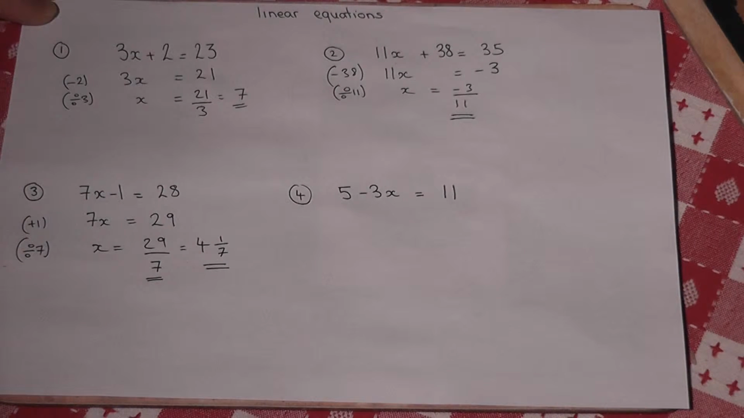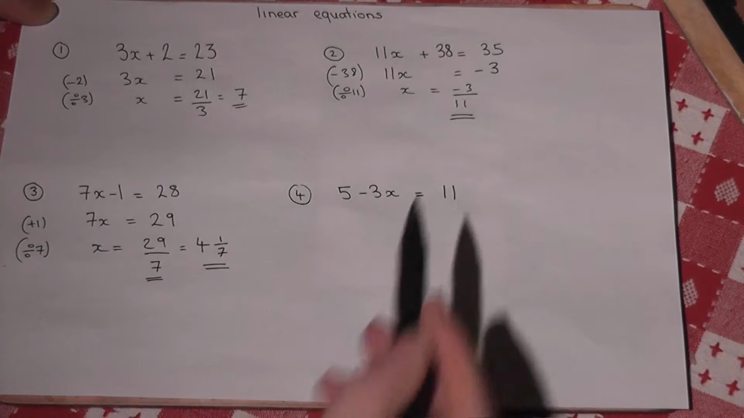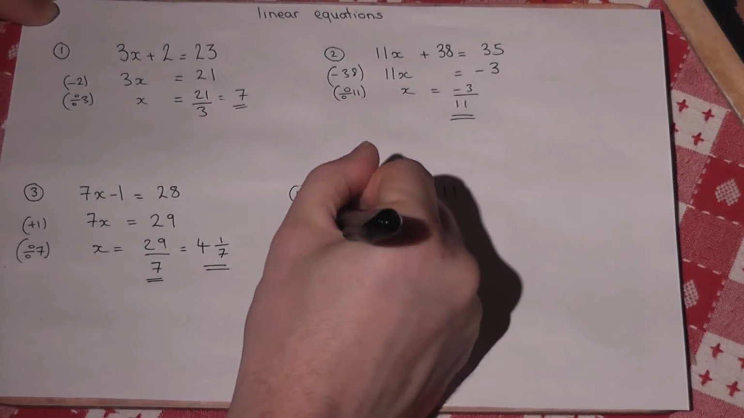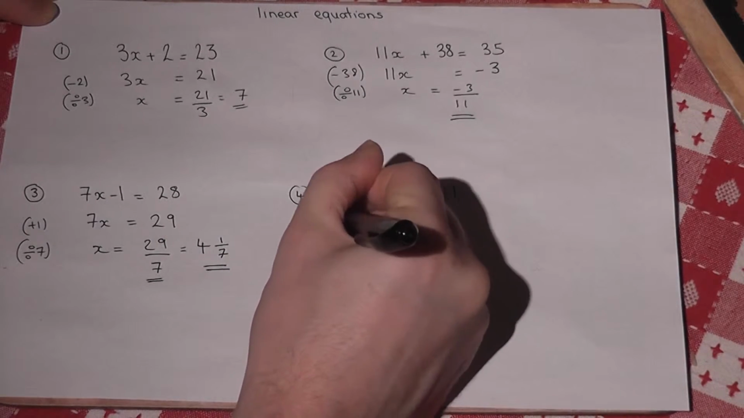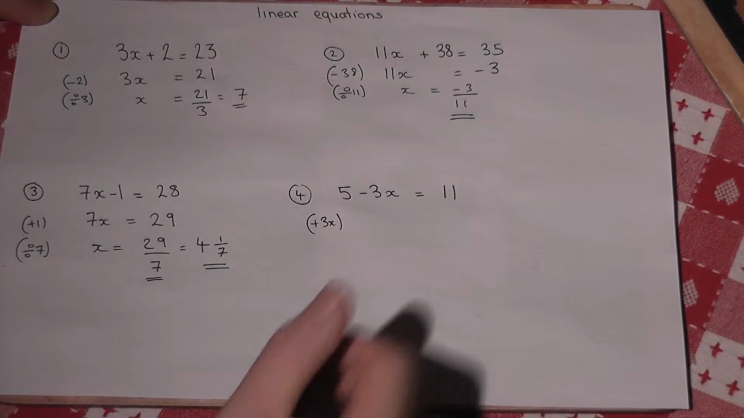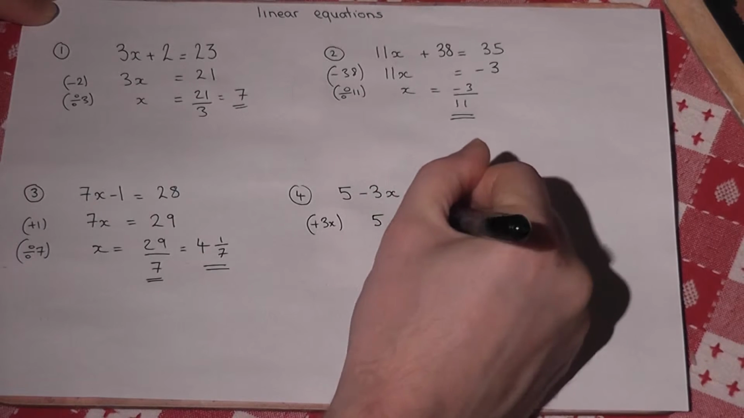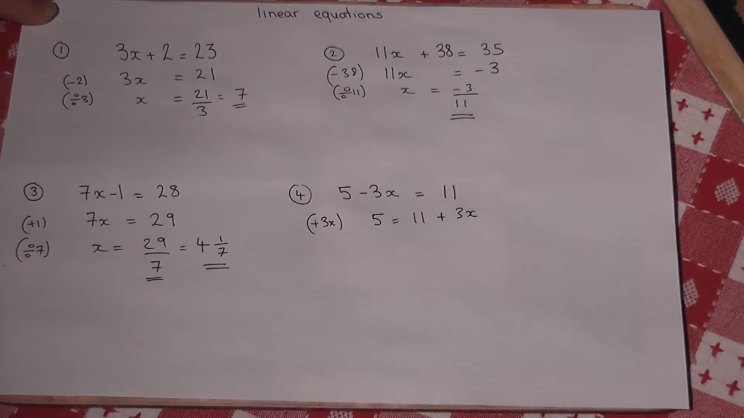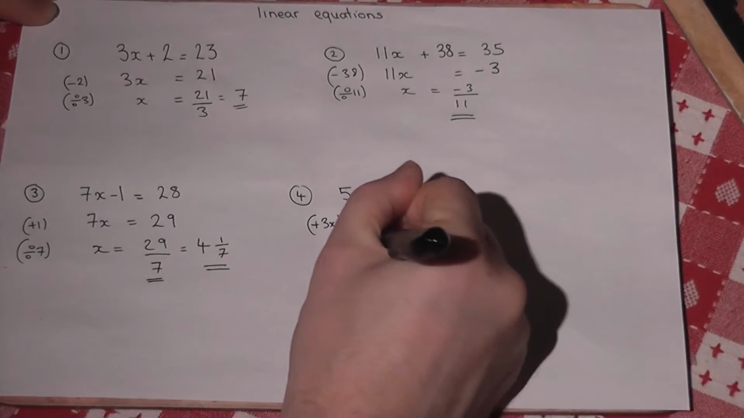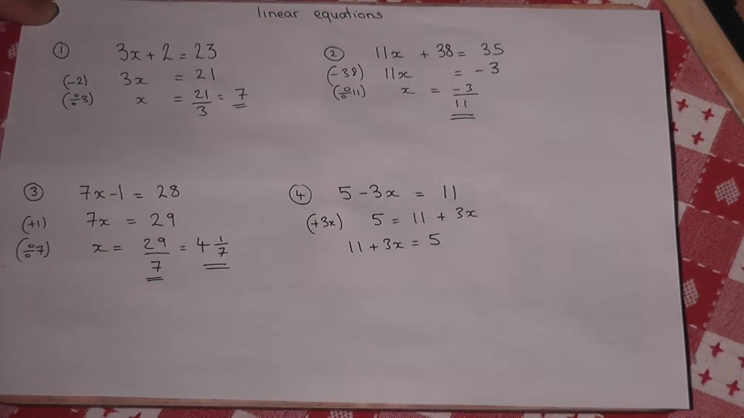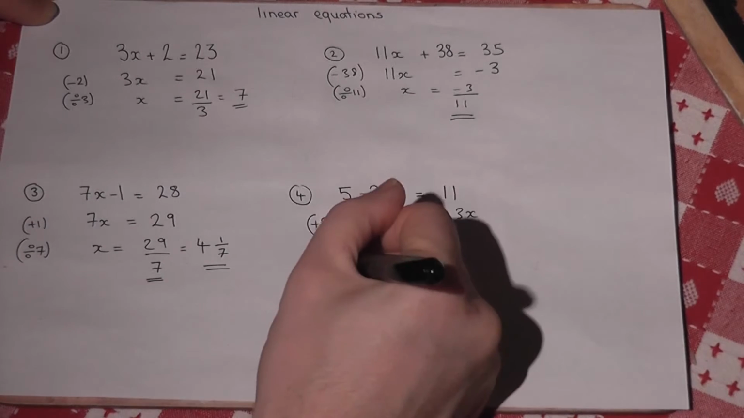The fourth example has a negative coefficient of x, and there's a trick to this type of question. If I begin by adding 3x to both sides, the minus 3x here cancels out, so I'm left with 5 equals 11 plus 3x. I can then rewrite this as 11 plus 3x equals 5. And then remove the 11 by taking 11.